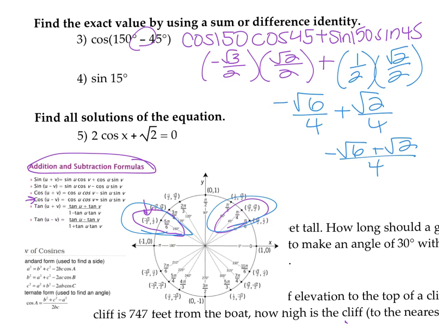Usually on standardized tests, you'll see it factored out, so they'll take out a root 2, and you would get negative root 3 plus 1 over 4. So because this is multiple choice, just make sure you know that when you get to this answer, it's the same as this one.